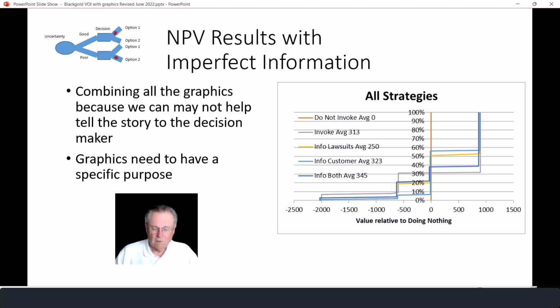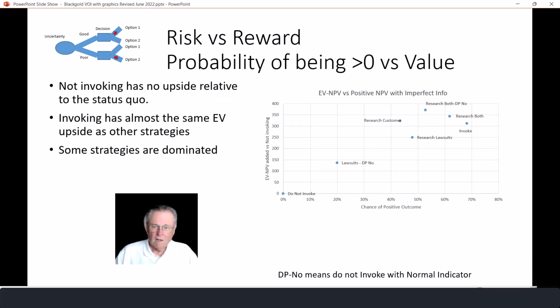So let's look at this a little differently. Let's look at this as a cross plot. And let's plot the EV, the NPV added versus not invoking. So do not invoke is down here at 0 versus the chance of a positive outcome. And now we see our 7 cases.